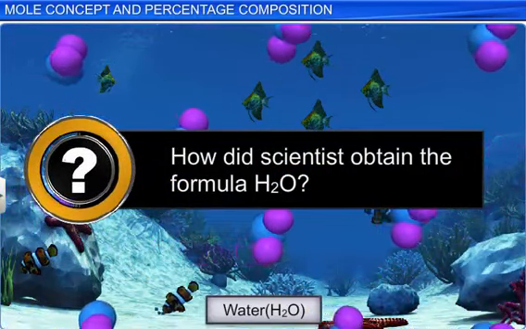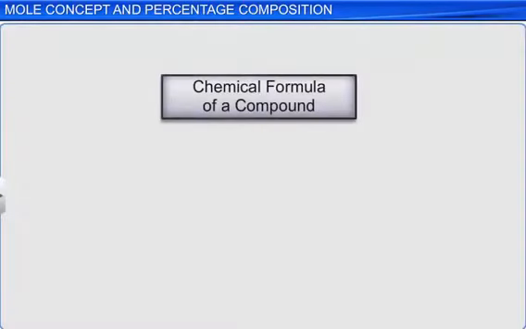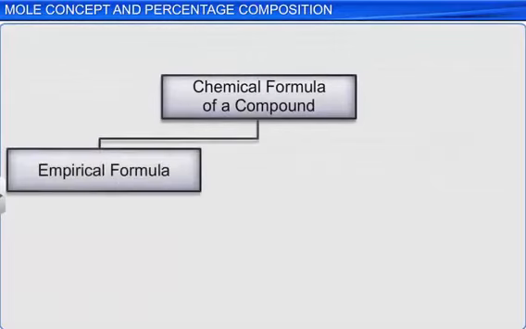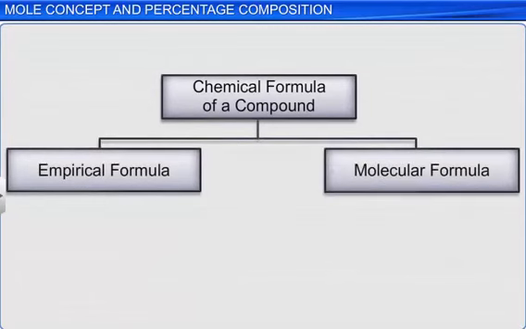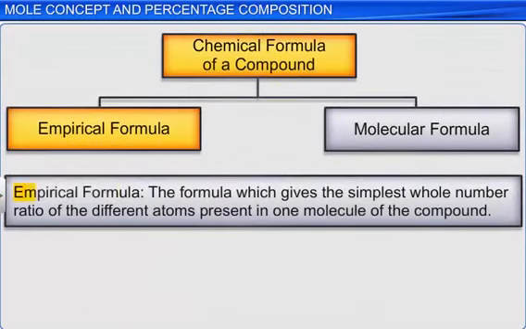The chemical formula of a compound is derived from two parts, the empirical formula and the molecular formula. The empirical formula is defined as the formula which gives the simplest whole number ratio of the different atoms present in one molecule of the compound.